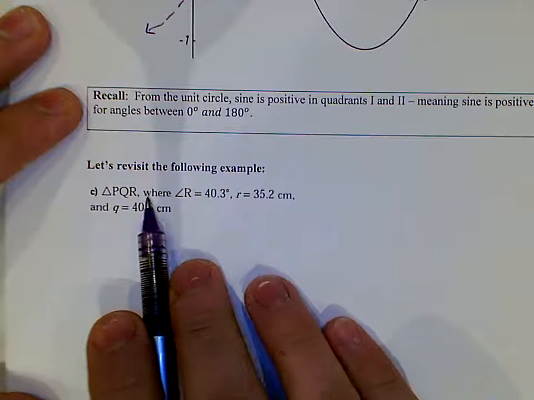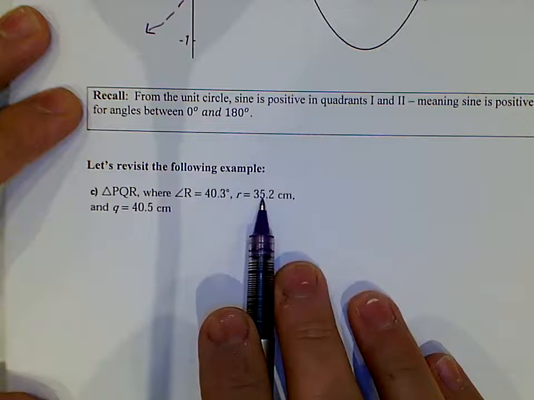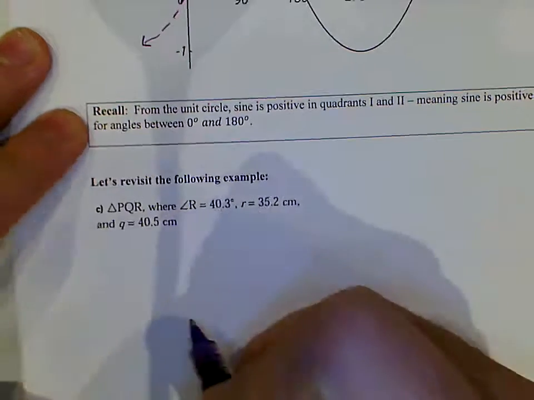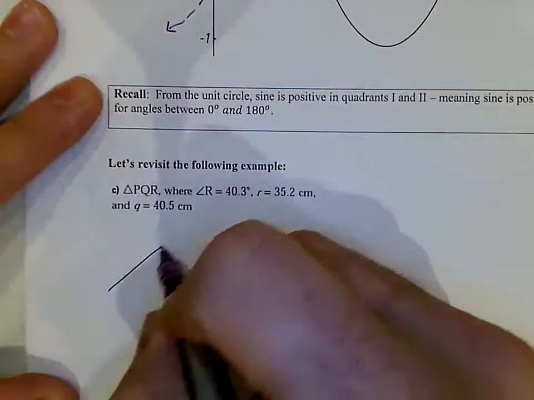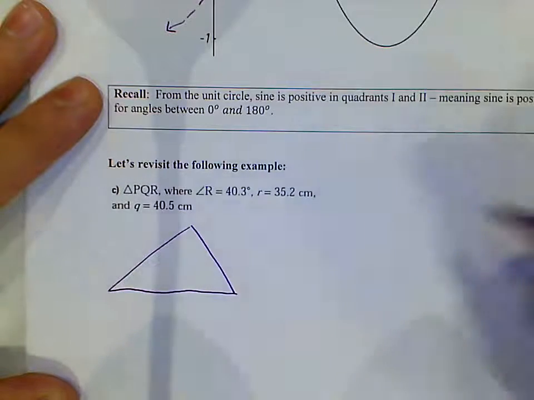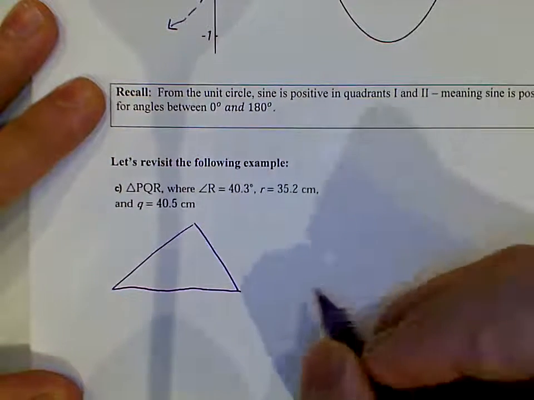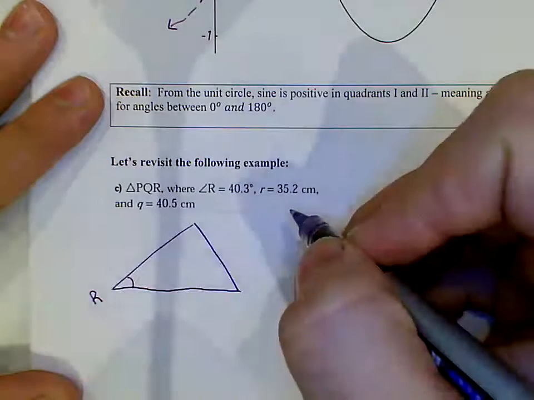It says in triangle PQR, where R is 40.3 degrees, side length is 35.2, and Q equals 40.5, what's the situation that we have going on here? So I would kind of draw this out like this. And let's assume we have one triangle for now, and I'll show you how to figure out if you have more than one triangle, just in 1 second.